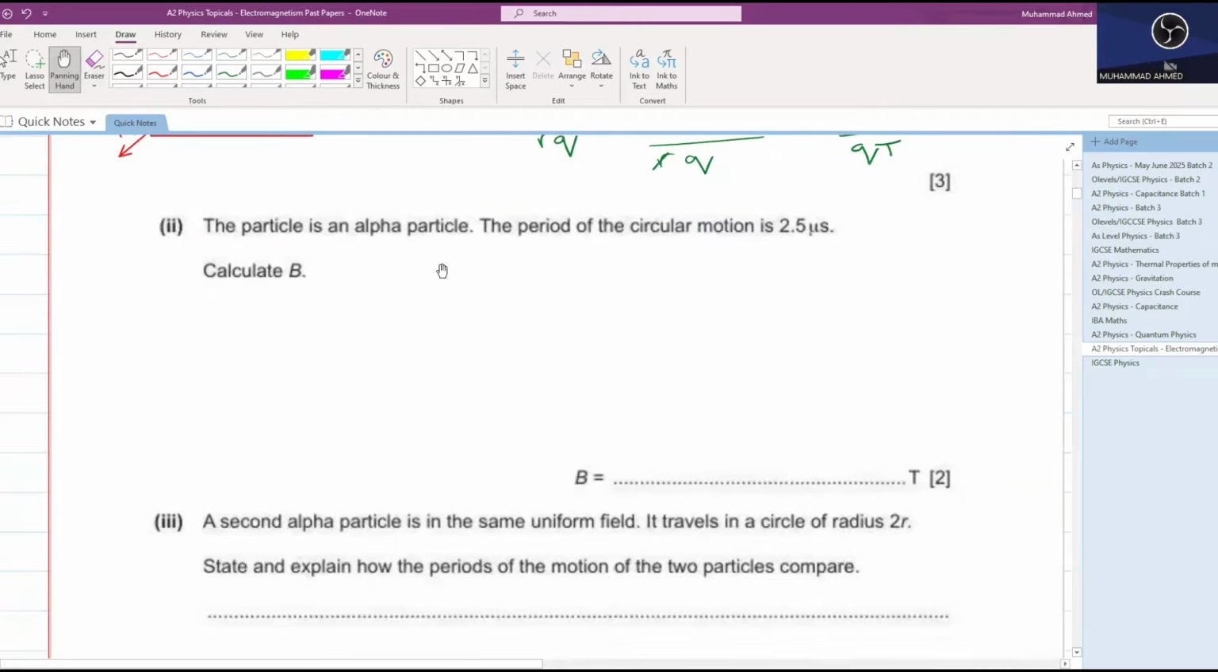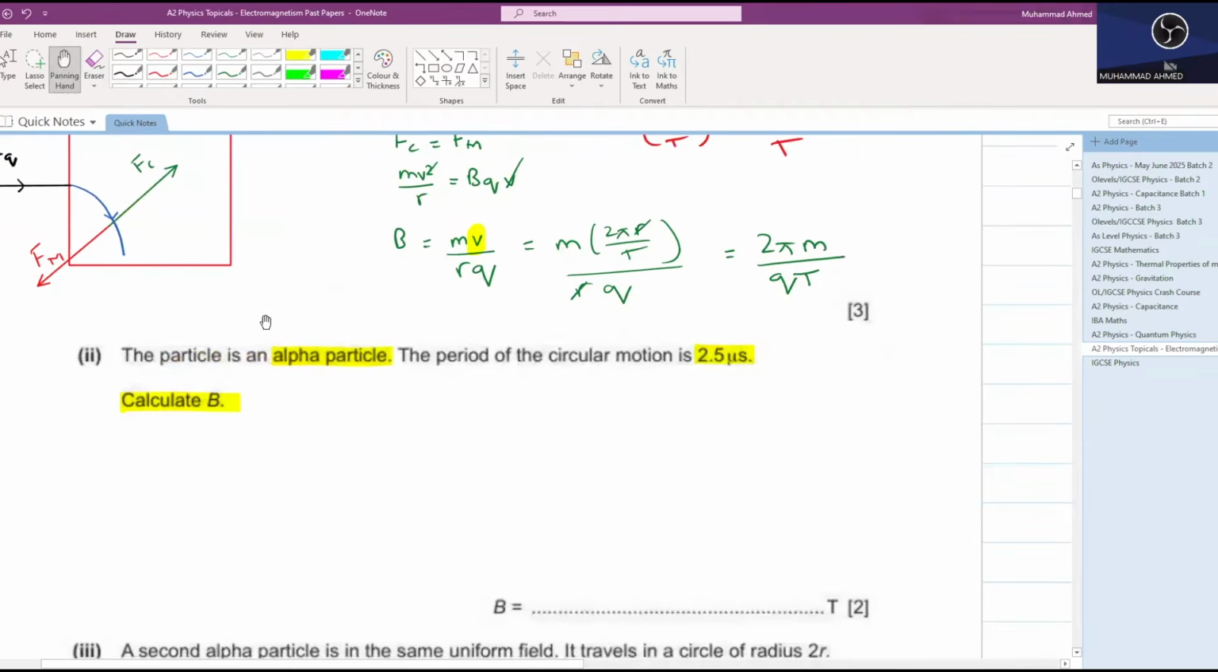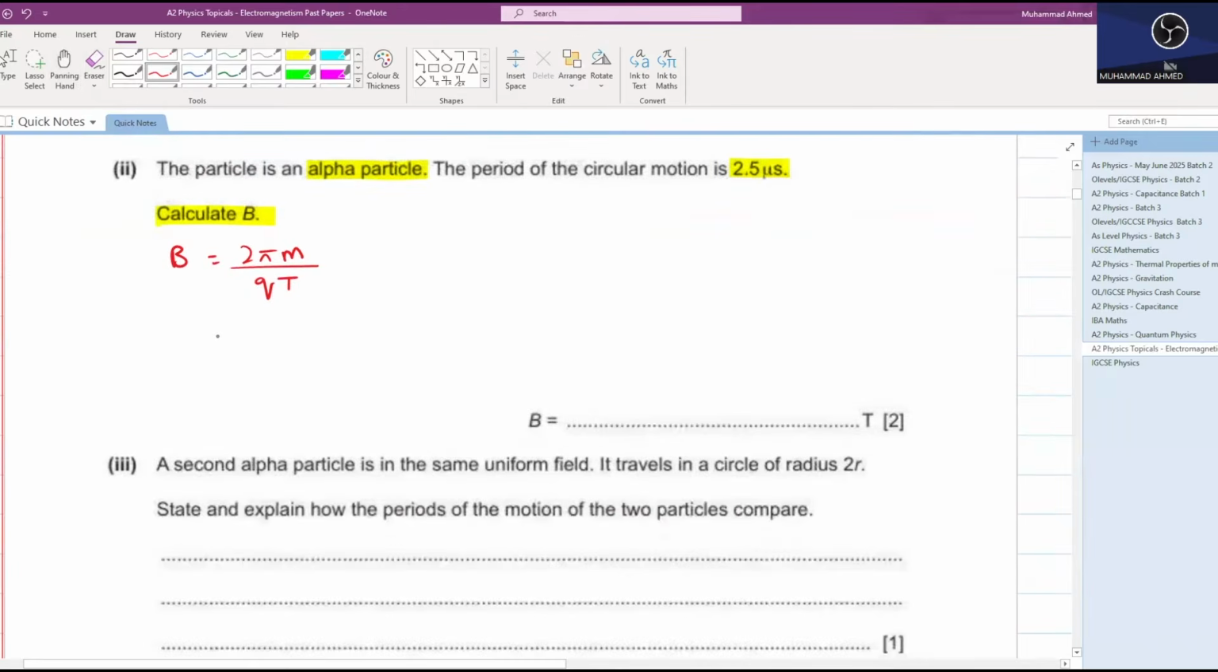The particle is an alpha particle. The period of the circular motion is this. Calculate B. How will we do that? What is the formula for B? B is equal to 2 pi m over qT. What is the mass of an alpha particle? Can anyone tell me? 4 into 1.66 into 10 raised to the power of minus 27.